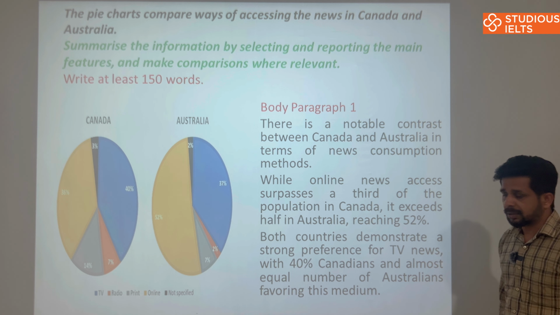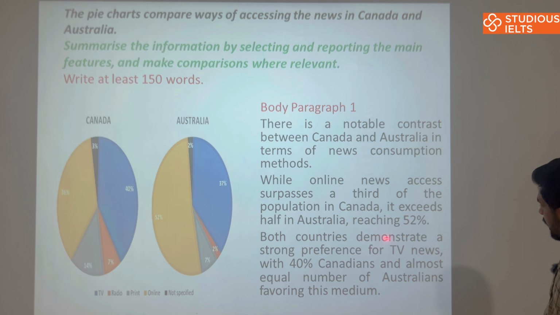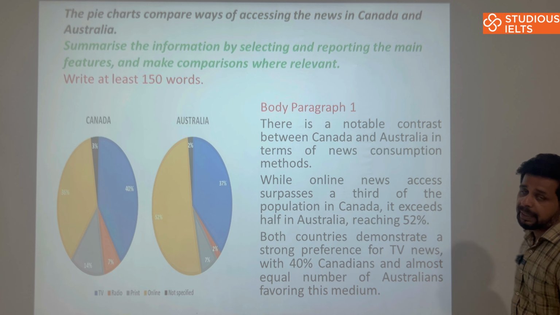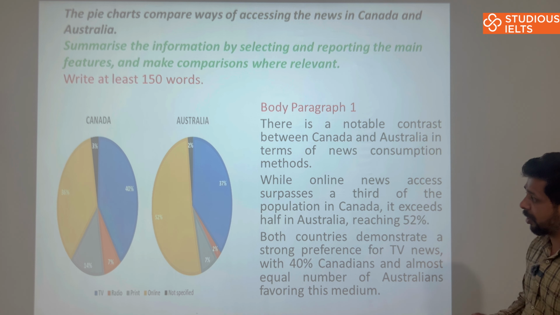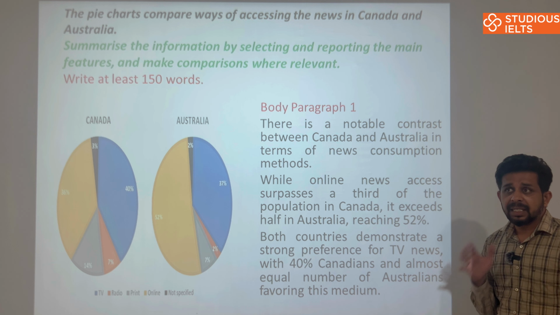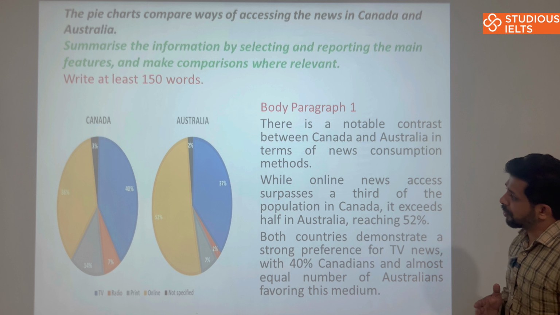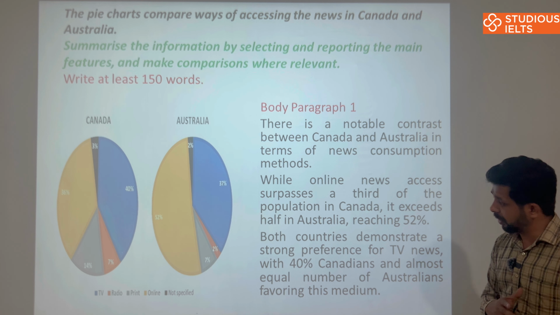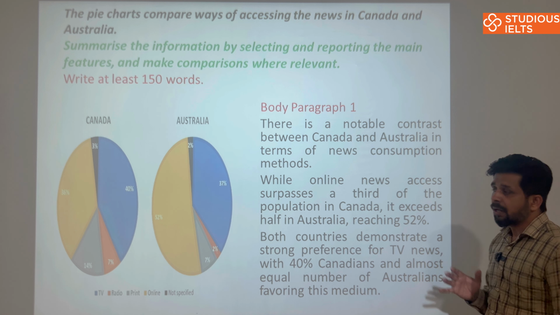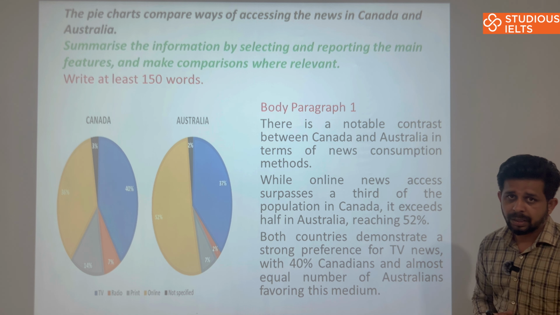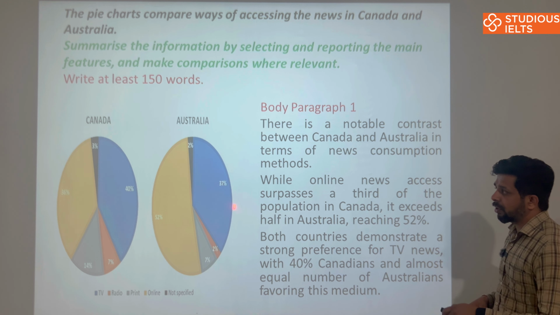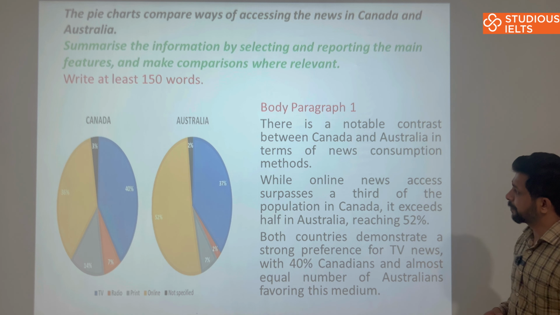Okay, further, let's make some more comparisons. Both countries demonstrate a strong preference for TV news with 40% Canadians and almost an equal number of Australians favoring this medium. So the second bigger chunk is taken by television if we talk about both countries collectively, but their trends are almost similar. The consumption of television as a medium of news is 40% in Canada and almost an equal number of Australians are utilizing it, which is 37%. So this is another comparison we can talk about of these methods of accessing news.